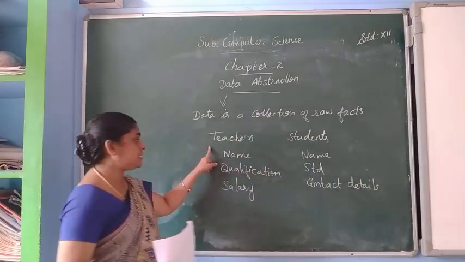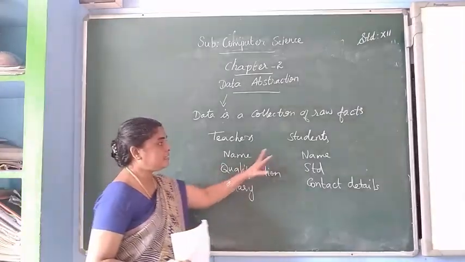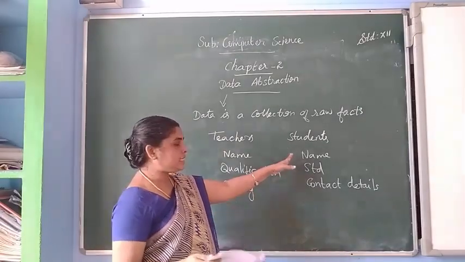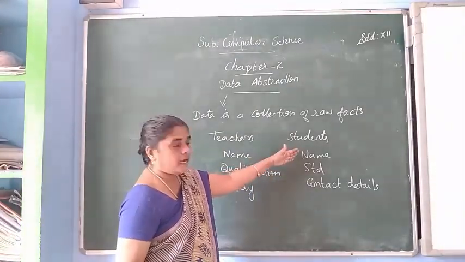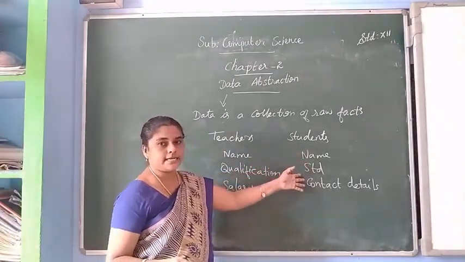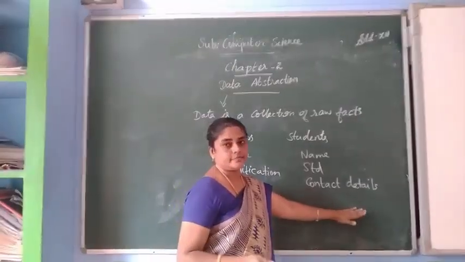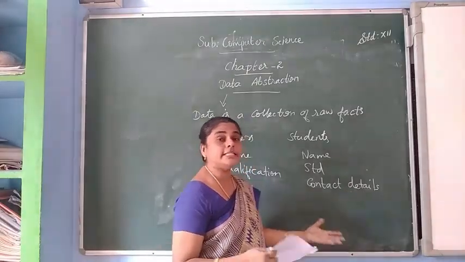See, the teachers have the name, qualification and salary. Students have the name, standard and contact details. The students can see the data. Data means they see their name and standard. But they cannot change the contact details. The contact details must be changed by the teachers.